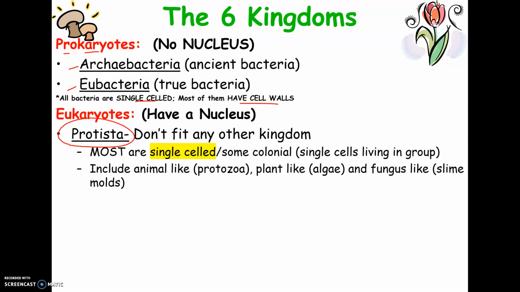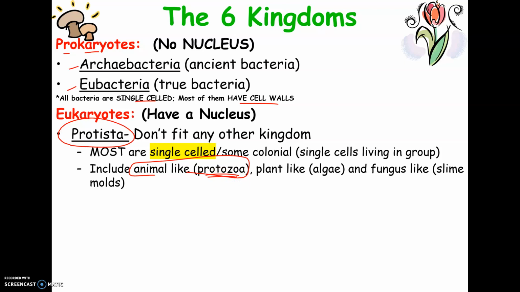Which kind of makes sense because Protista was sort of like this junk drawer of all the organisms that didn't really fit another kingdom. Like, oh, protozoa, animal-like ones, like amoeba, paramecium, they're eukaryotic, but they're not really animals because they're only single-celled and animals are multi-celled, but they move like an animal and they ingest their food, so they're animal-like.